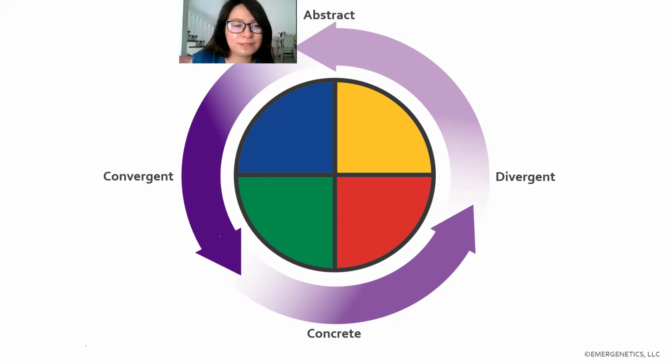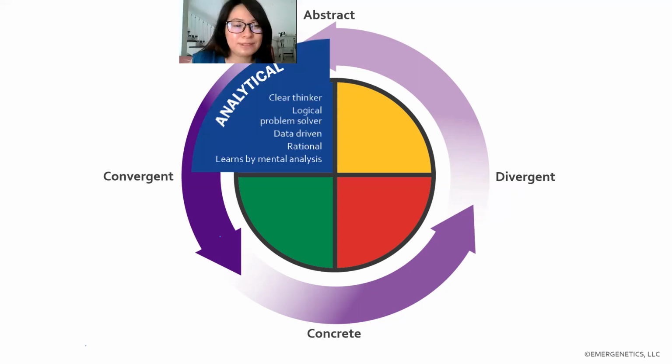Now let's go into the thinking preferences. We have 4, starting with analytical. Analytical is a person who prefers to analyze. He likes data, he likes brochures, he likes facts, and he likes to learn by mental analysis.